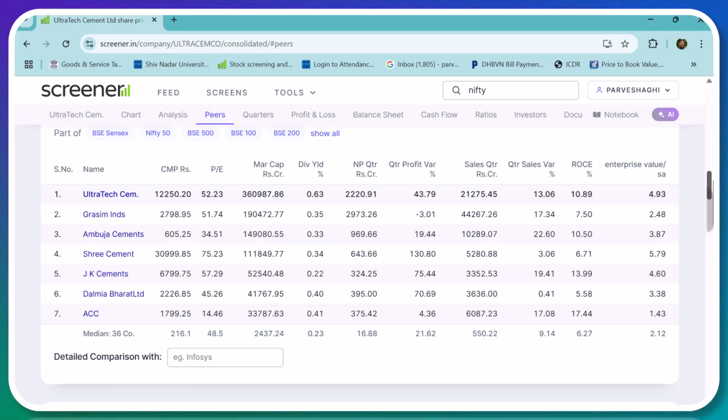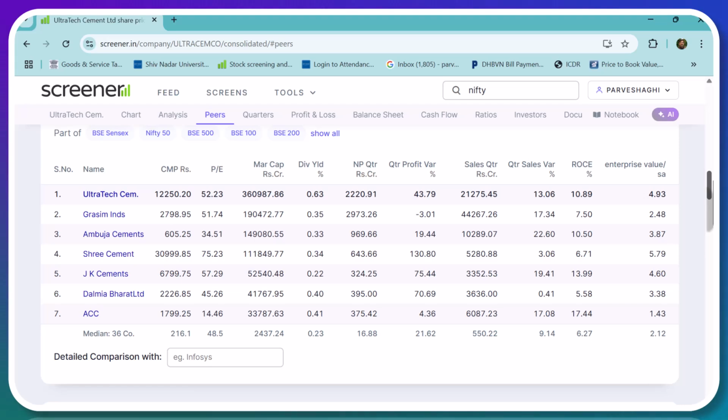So Grasim. Who owns Grasim? Aditya Birla. Who owns Ultratech? Aditya Birla. Now Grasim Industries, I have worked for about a couple of years in Grasim Industries in my life. Now Grasim Industries should not have been included here, because Grasim Industries is a parent of Ultratech. Grasim owns 57% of Ultratech. Ultratech is a subsidiary of Grasim.